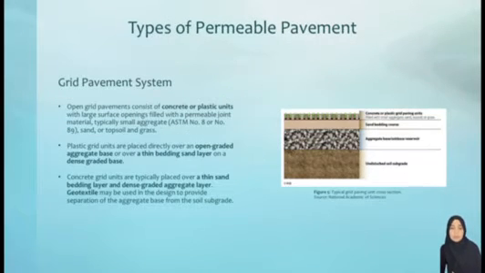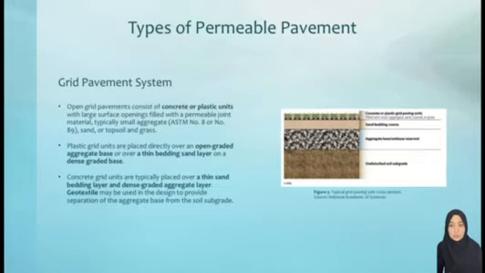The last type of permeable pavement here is the grid pavement system. This pavement consists of concrete or plastic units with large surface openings filled with a permeable joint material, typically small aggregates, sand or topsoil and grass. The plastic grid units are placed directly over an open graded aggregate base or over a thin bedding sand layer on a dense graded base, while the concrete grid units are typically placed over a thin sand bedding layer and dense graded aggregate layer. Geotextile may be used in the design to provide separation of the aggregate base from the soil subgrade.